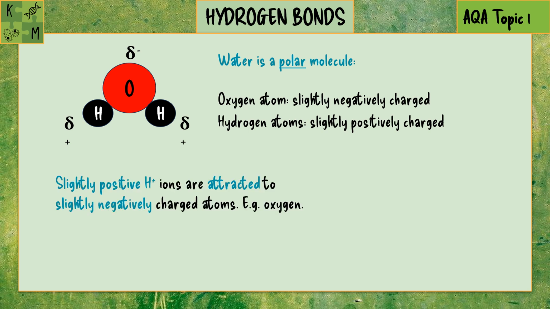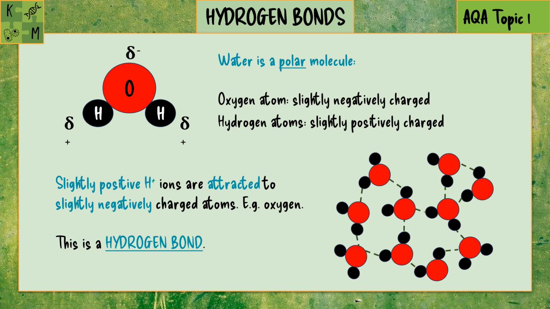The slightly positively charged hydrogen ions can be attracted to slightly negative charges or negatively charged ions on other molecules. So, for example, the oxygen atoms on other water molecules. This is what we refer to as a hydrogen bond. It's not a true bond like a covalent bond, it's a force of attraction between different molecules, and therefore it can be easily broken. However, there is a lot of strength when they act collectively.